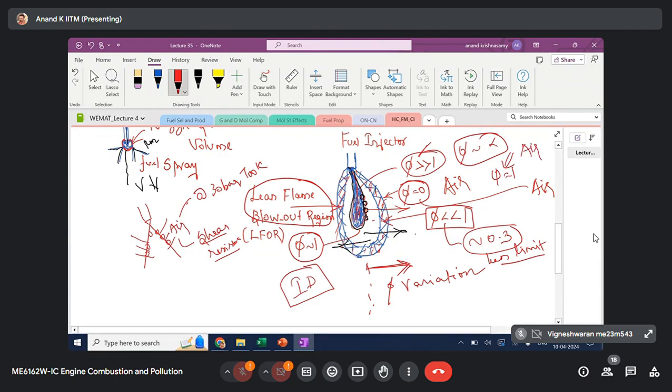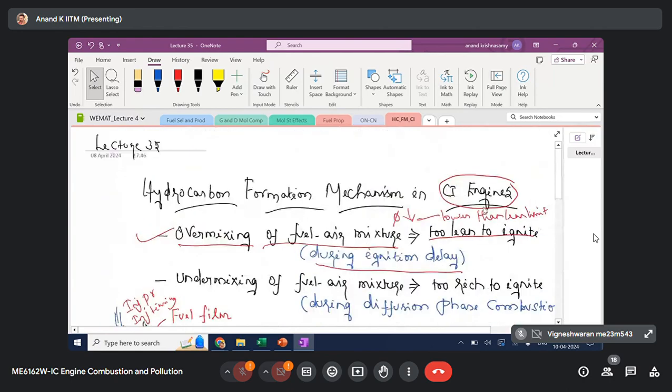So when you start filling in more and more air in the region where you have a stoichiometric proportion, what will happen to the phi value? It will drop, sir. So that is what is happening. This blowout region is a strong function of ignition delay time. The longer the ignition delay time, the larger the lean flame blowout region, because you will have more lean regions inside the cylinder, and that is going to cause a higher value of SC emission.